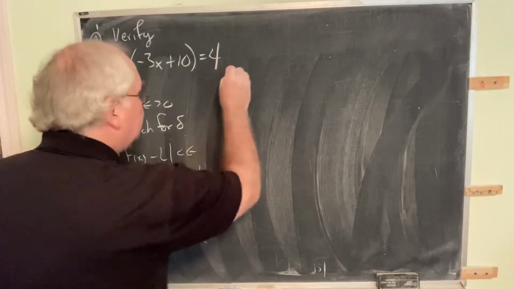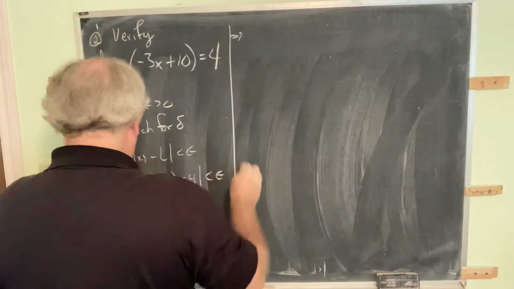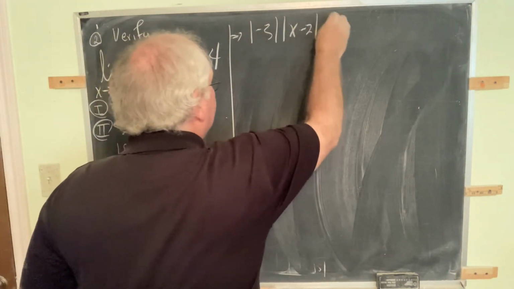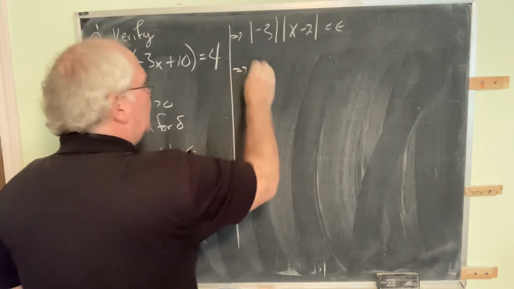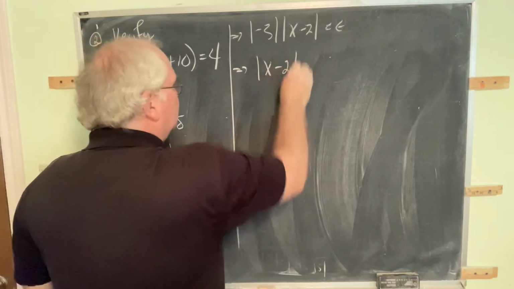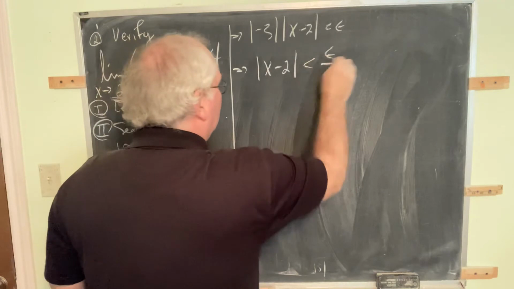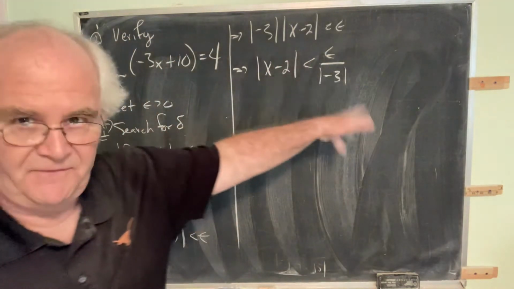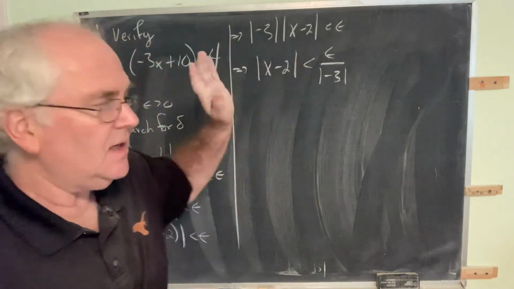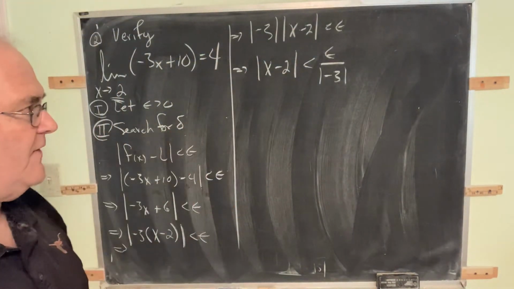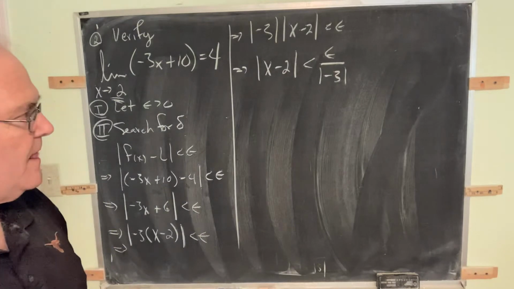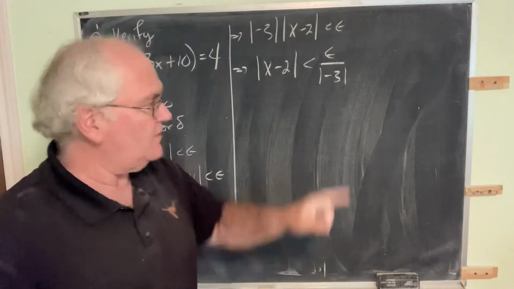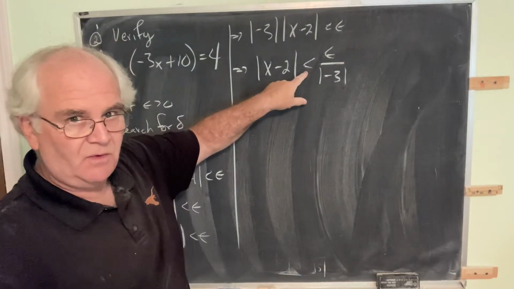Continuing, this is absolute negative 3 times absolute x minus 2 is less than epsilon. And so that's absolute x minus 2 is less than epsilon over absolute negative 3. Just leave it like that because you're going to need to fix it back again later anyhow. Is it clear? I did not divide by a negative number. I divided by absolute value. That's why we need to have this inequality stay the way it was.